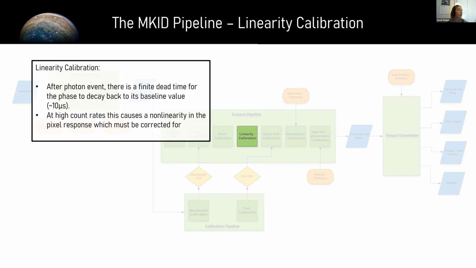Next is the linearity calibration. These are resonators, and so you can think of them as every time a photon hits, they ring. There's a finite amount of decay time for that phase to get back to its baseline value. This institutes a dead time in our firmware that we need to account for, which can cause a problem at high count rates.